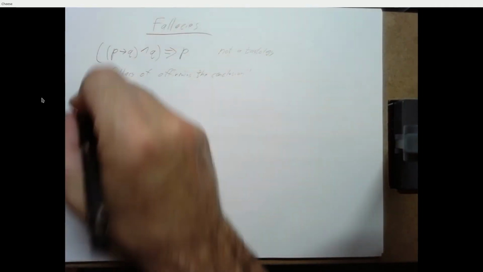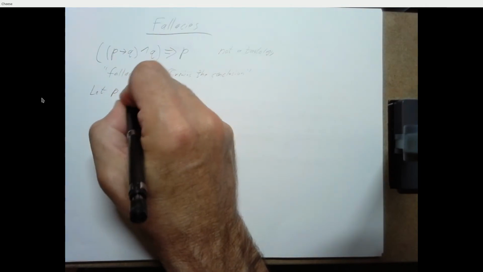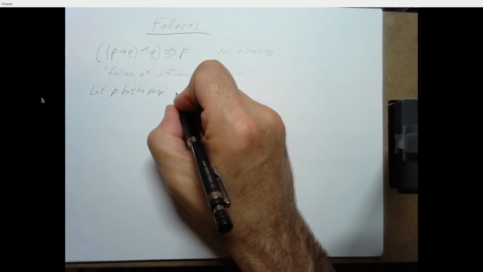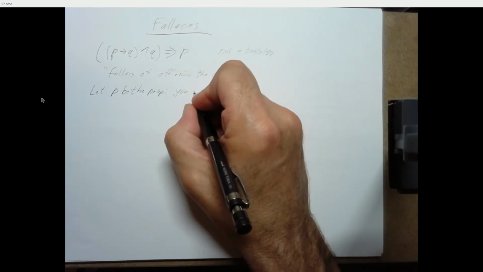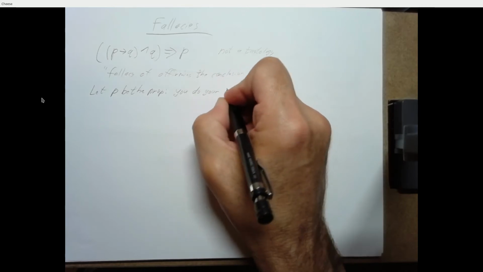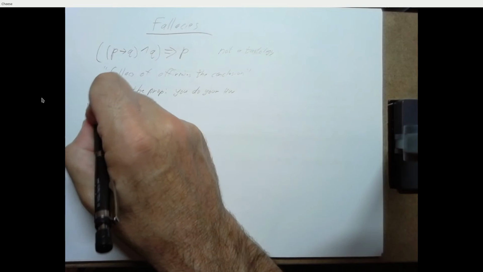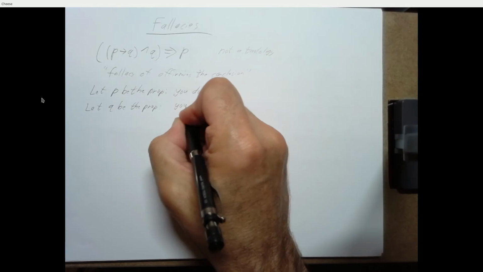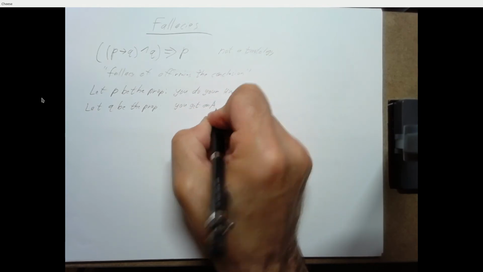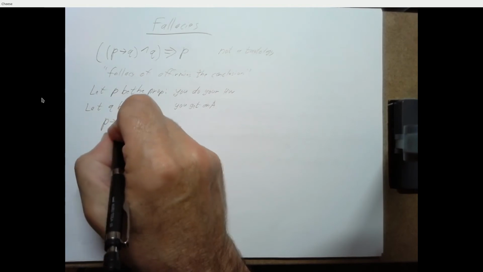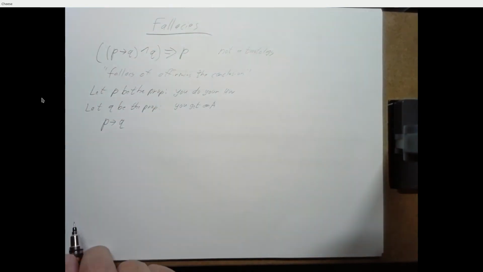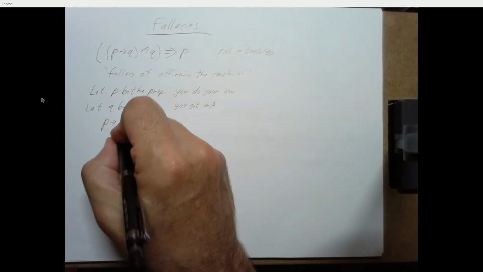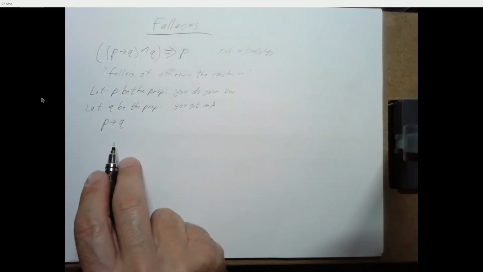And I'll give you an example of this. Let P be the proposition you do your homework, and let Q be the proposition you get an A. Okay, P implies Q is the proposition: if you do your homework, you get an A. And let's suppose that's true in this course. If you do your homework, you're going to get an A. And Q is the proposition, you get an A.